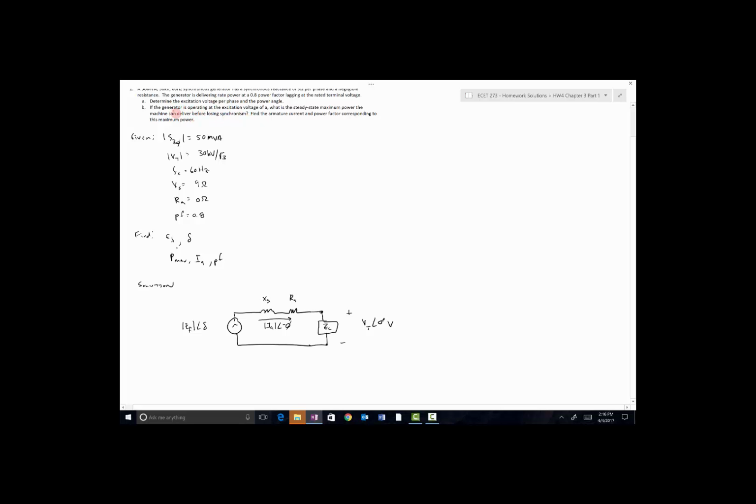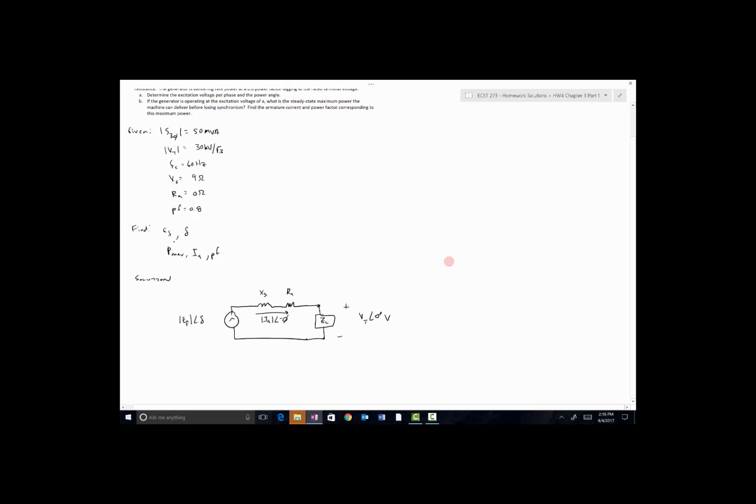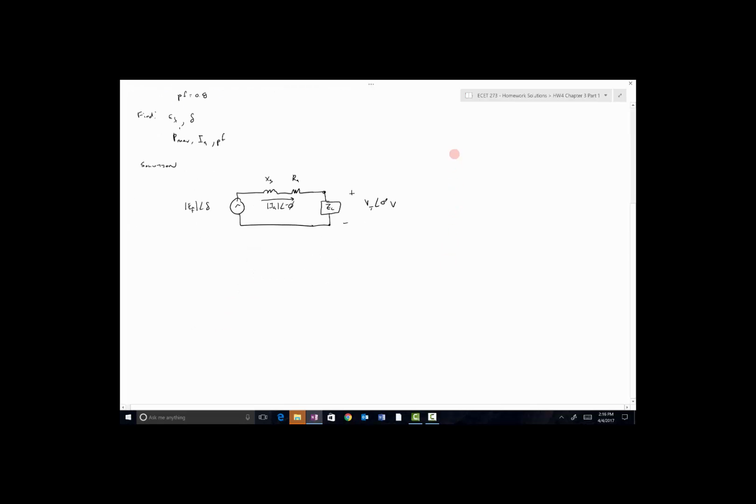What happens is, as the amount of power drawn from this generator increases, the power angle is going to get closer and closer to 90 degrees. Once it reaches 90 degrees, the generator can no longer maintain synchronism between the rotor field and the armature field. That's what we call the maximum steady state stability limit, when delta gets greater than 90. So we have to figure out when that happens. Once we do, we want to know what armature current and power factor caused that to happen. That's the solution method.